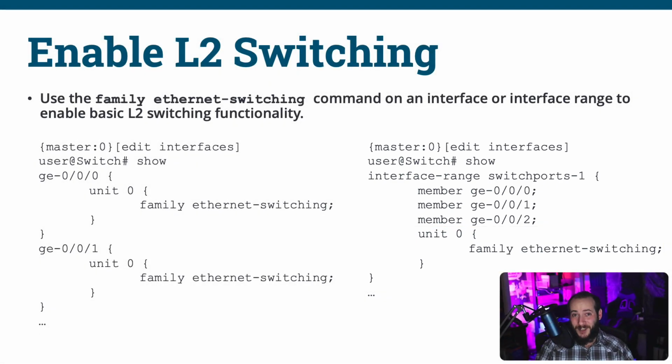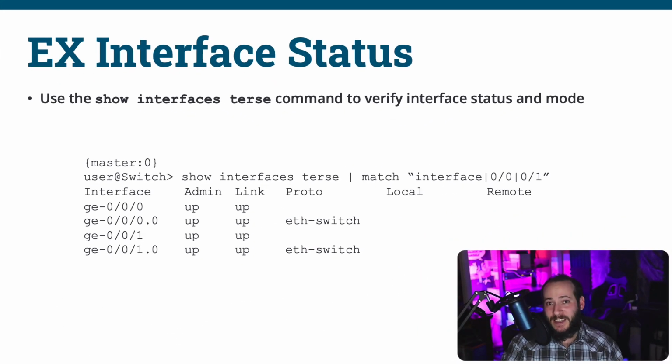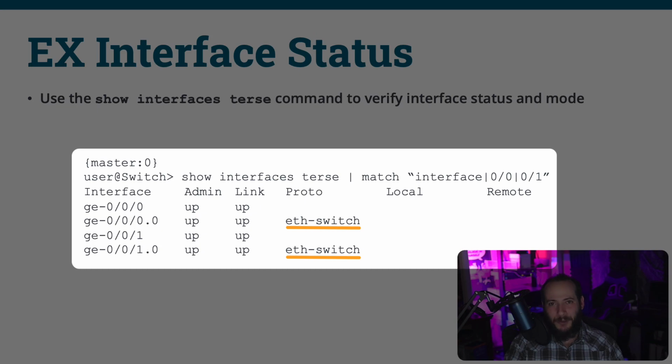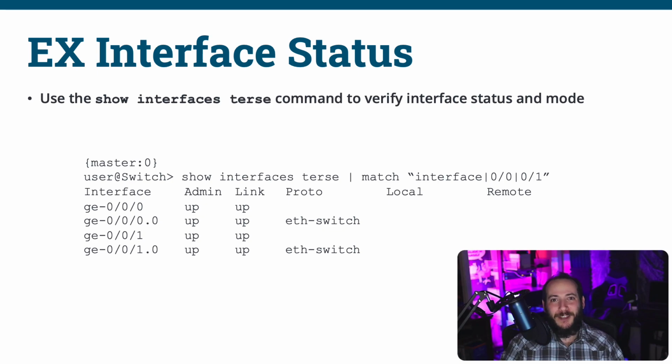Now that we've configured some interfaces as switch ports, let's see how to validate that they are indeed functioning as switch ports. Using the show interfaces terse operational mode command, we can see the protocols running on a logical interface. The Ethernet switching protocol is abbreviated as ETH switch, as shown in this output here. This indicates that the logical interface is configured as a switch port with the family Ethernet switching command configured.